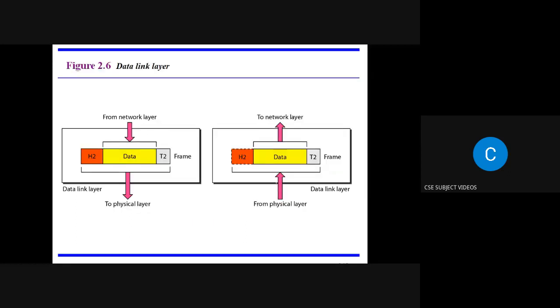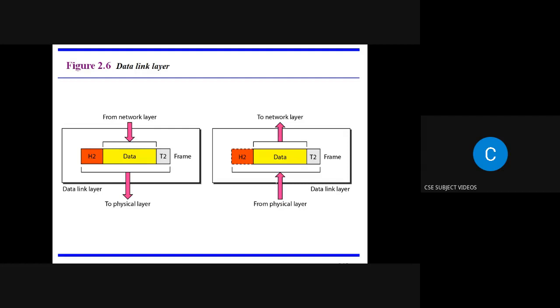And the next layer is the data link layer. The data link layer retrieves data from the network layer and then makes it into frames. Then it adds the headers and transmits the data to the physical layer.